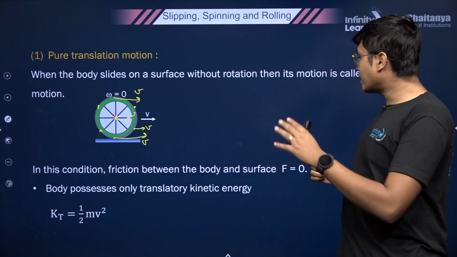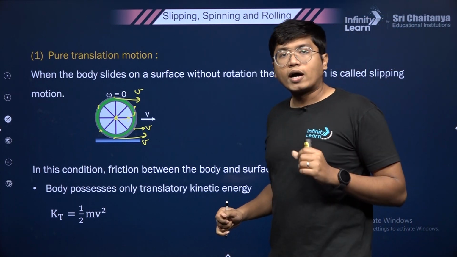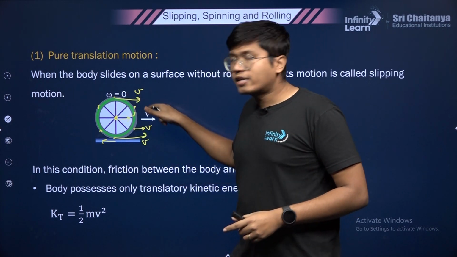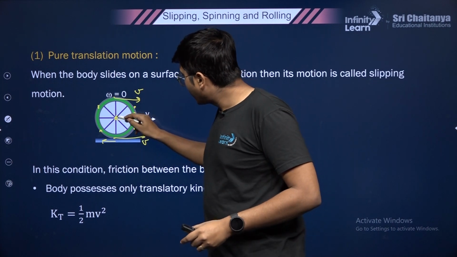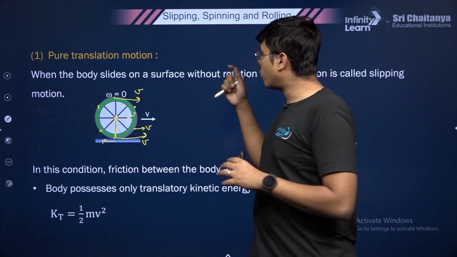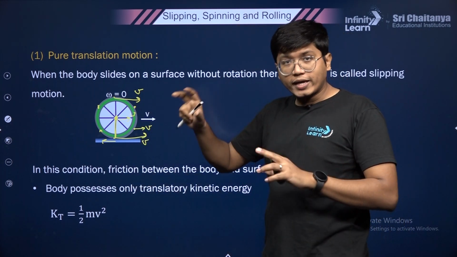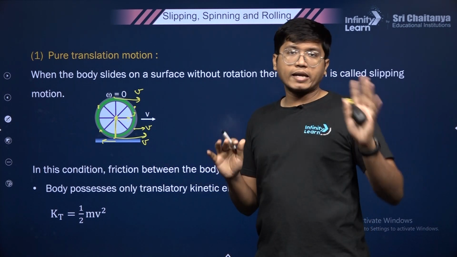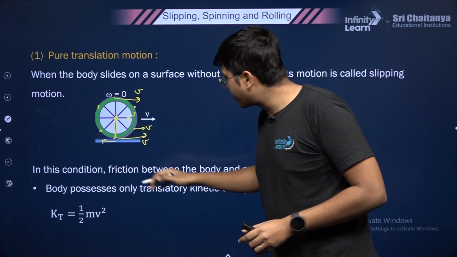Now with regards to that, in this case the friction between body and surface has to be zero. Why is that important? Because if there is a frictional force, then it will start turning it. You will now have a torque because it's at a perpendicular distance from the central point. So for pure translational motion, pure slipping, the frictional force in a wheel has to be zero. If it's a block, it's a different story because many other forces come into it, but in a wheel, frictional force has to be zero for there to be no rotation.